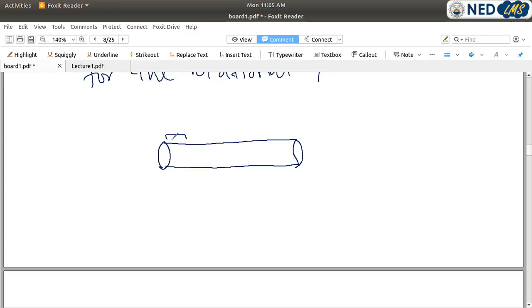Here the bearings are connected. A set of bearings is connected at this end, and another set of bearings is connected at this end. And I can say there is a torsion at this end, which divides the inertia of this whole rod into two.